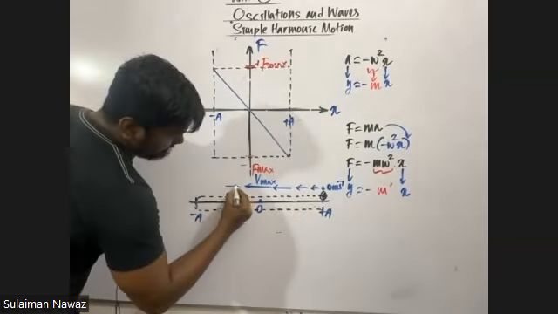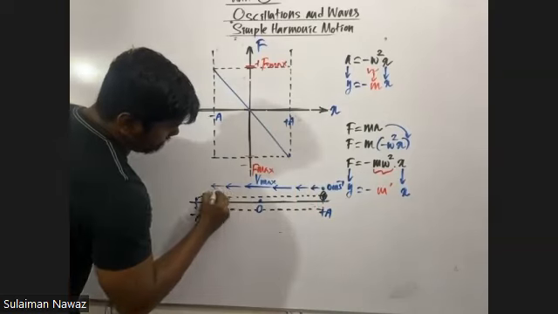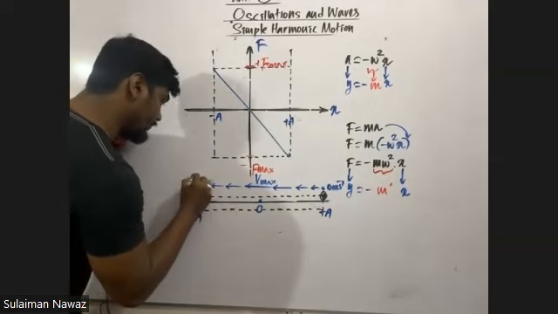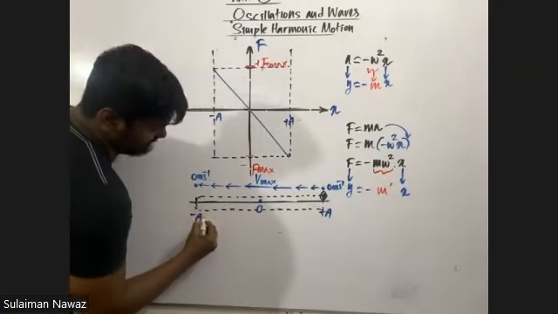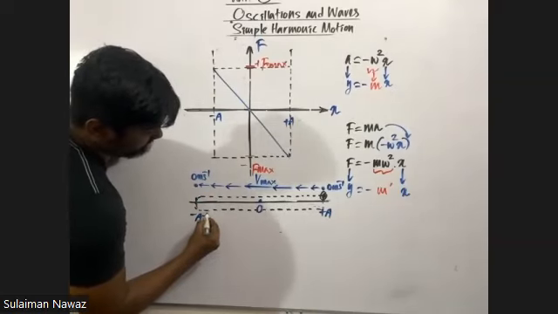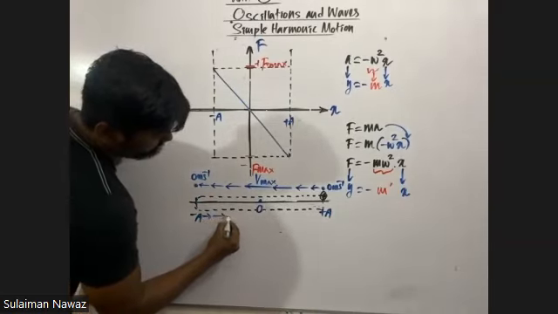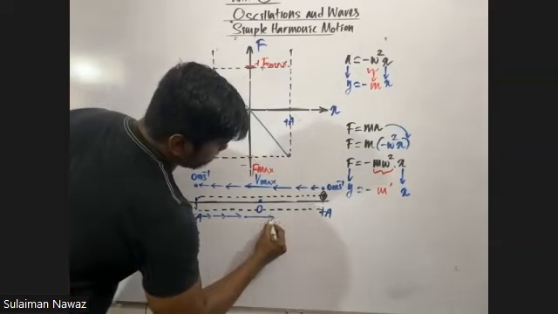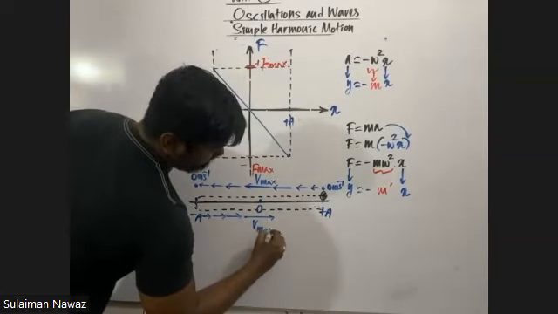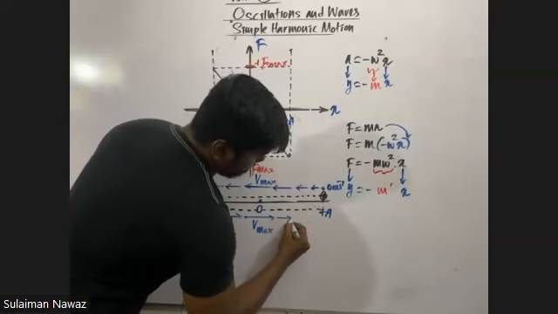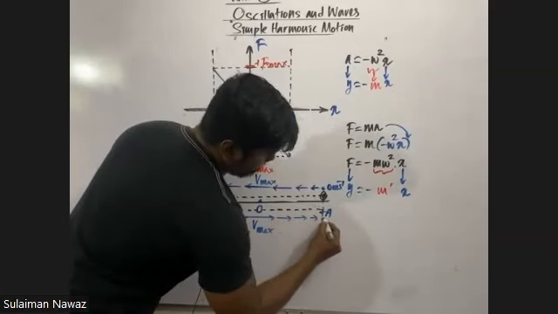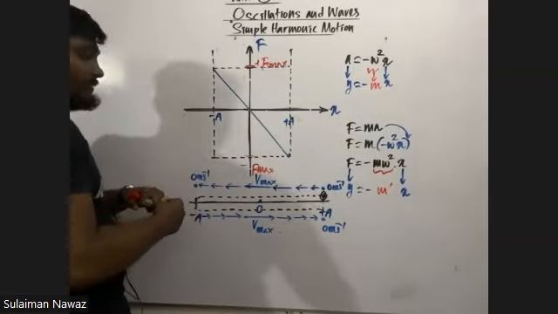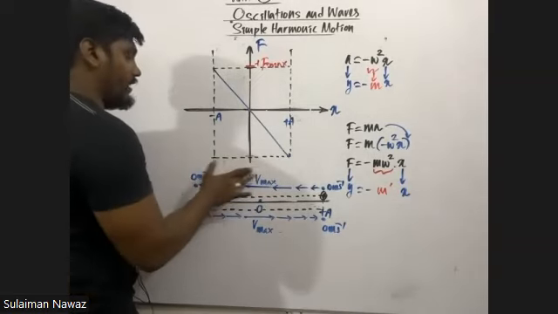Then velocity is decreasing. Exactly at the negative amplitude, velocity is zero. Again, in simple harmonic motion, at the equilibrium point velocity is maximum. Again velocity is decreasing, and velocity is zero. You understand? I think you understand this thing.